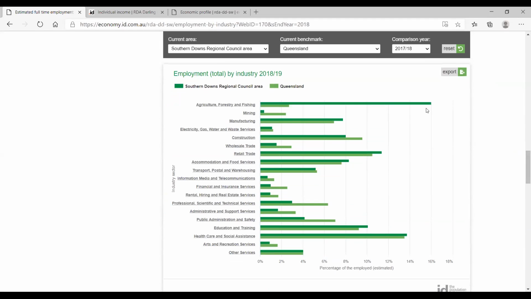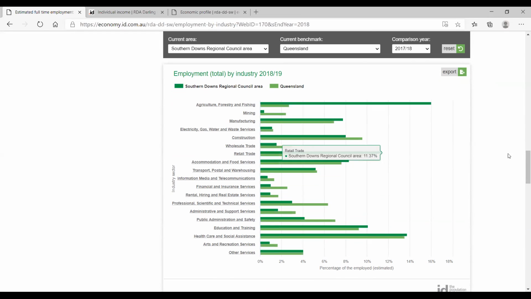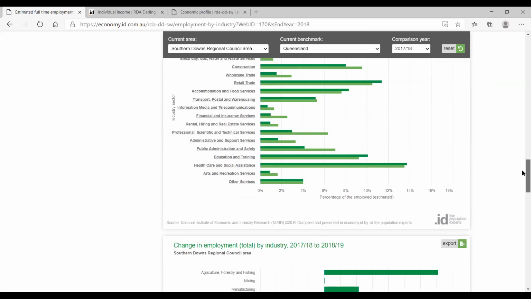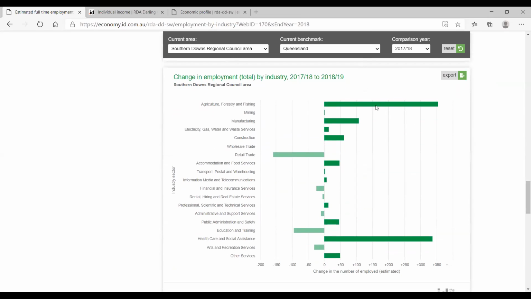Once again, we get our charts and we can see ag right out the front, healthcare, social assistance, retail is a big employer here. So, you know, tourism is important to your economy, bringing new money in, not just circulating your local money, but bringing new money into the community. And here's our change in employment over time. So we can see over that time period, ag and healthcare really setting the standard there.